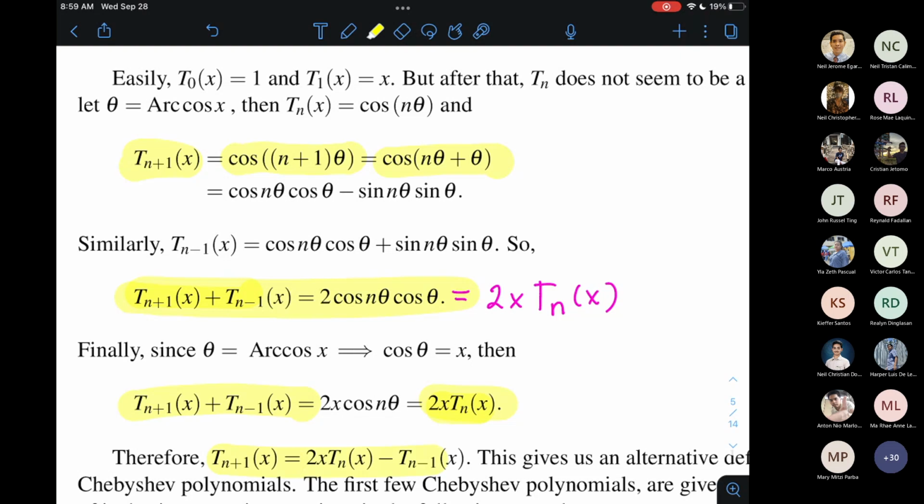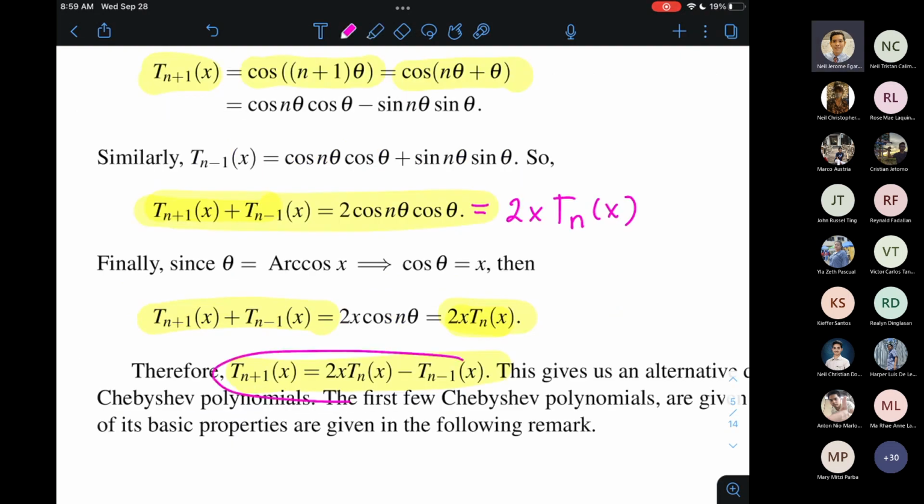Okay, so para makuha pala yung degree n plus 1 Chebyshev polynomial, kailangan ko lang gawin yung 2x times the degree n Chebyshev polynomial minus the degree n minus 1 Chebyshev polynomial. Kaya ang tawag sa kanya recursion formula. Kasi kailangan mo yung previous two values para makompute yung susunod na Chebyshev polynomial. And we'll just use this formula.